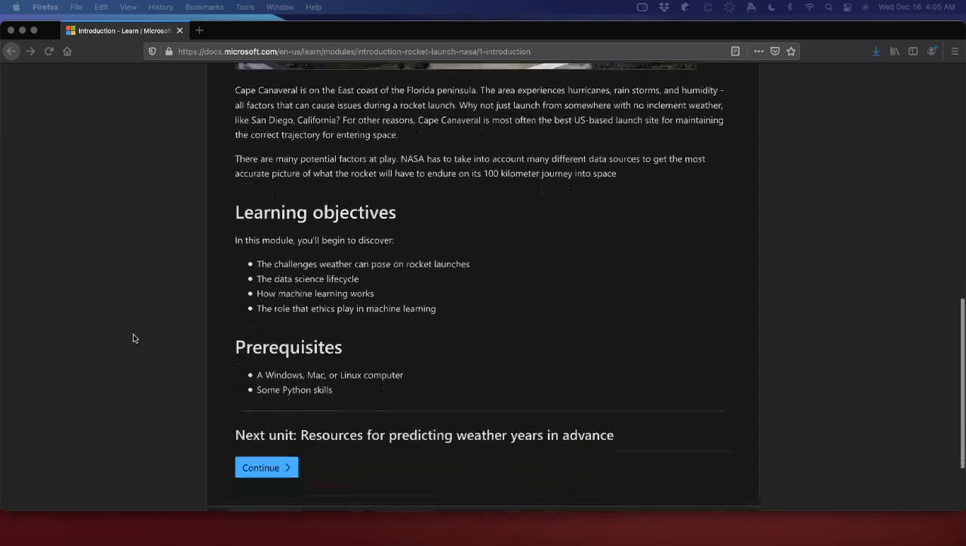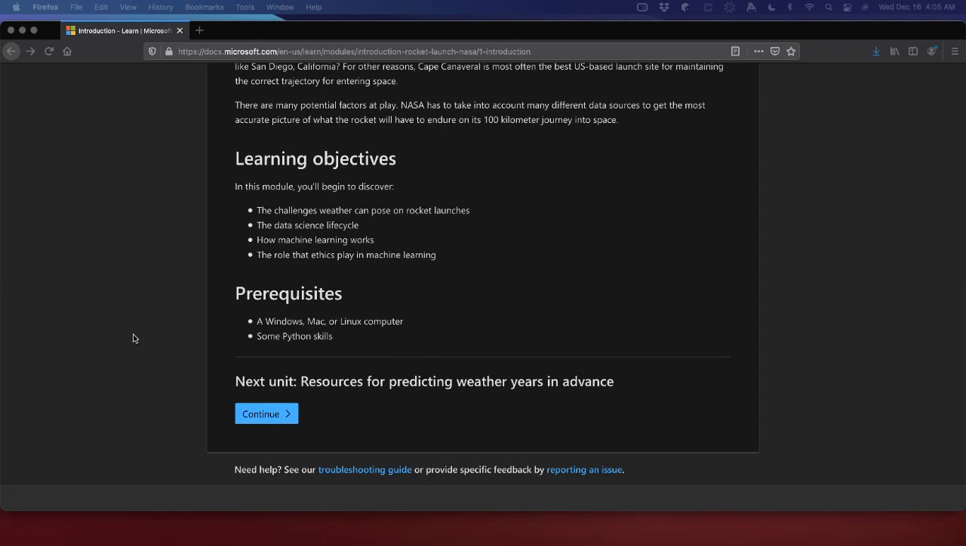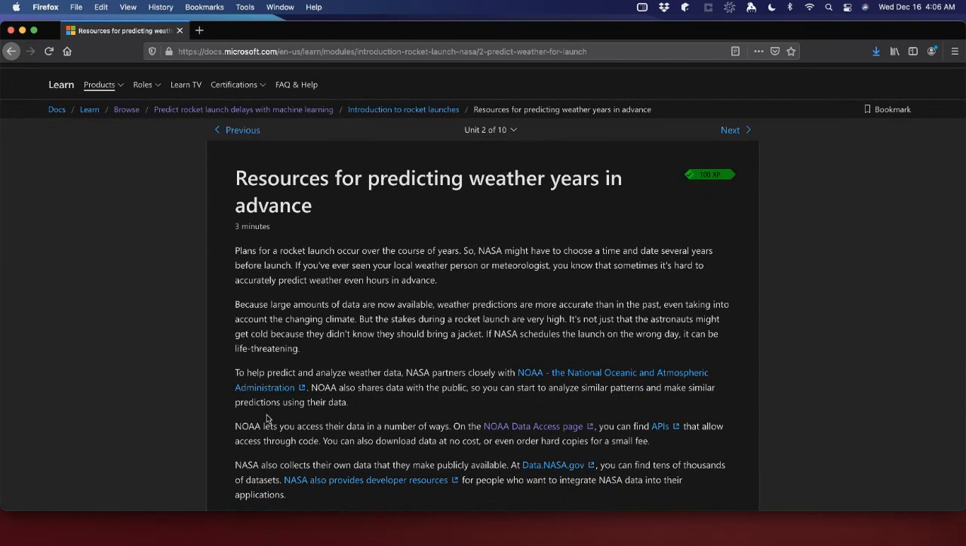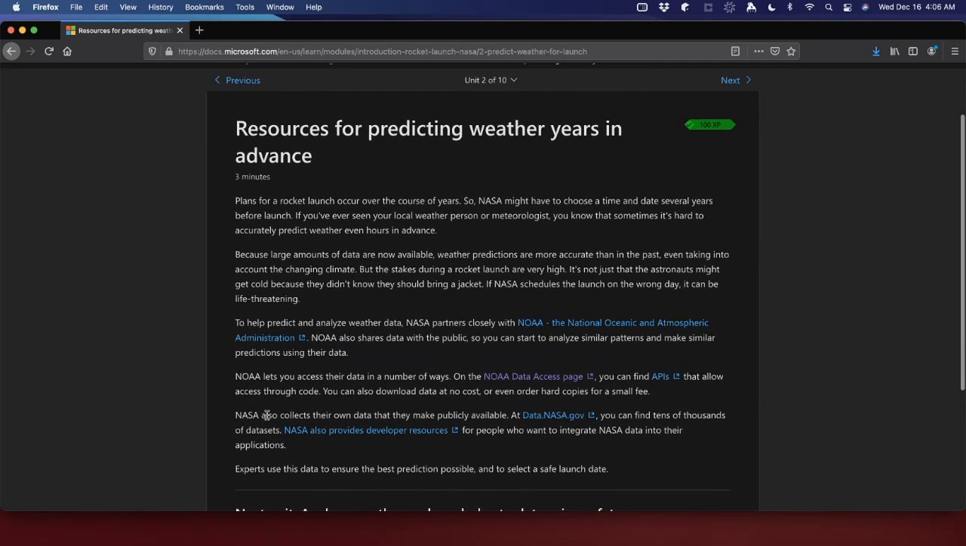So in this section, we're going to talk about what kind of things can impact these launches. We'll talk about how, as a data scientist, you might approach a project to analyze this data and how you would think about it. We'll talk a little bit about how machine learning factors into the process as well as some of the ethical considerations of making predictions and making sure people understand what's going on.